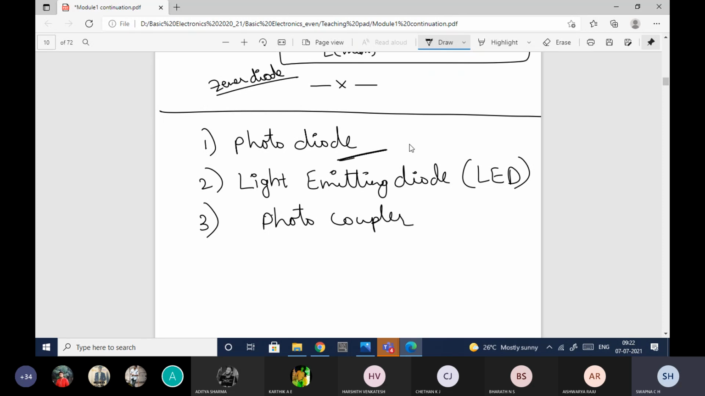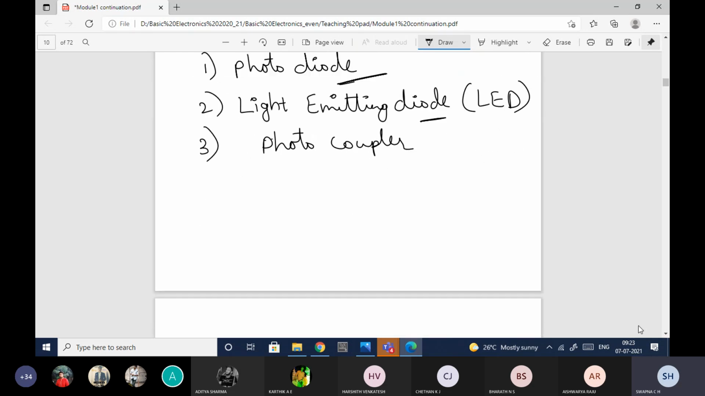So hope you people have studied photodiode and LED also. Have you studied LED also? Have you studied photodiode and LED in your physics? Have you studied, ma'am? Yes. So what all do you know related to photodiode? Can you tell me what is photodiode?